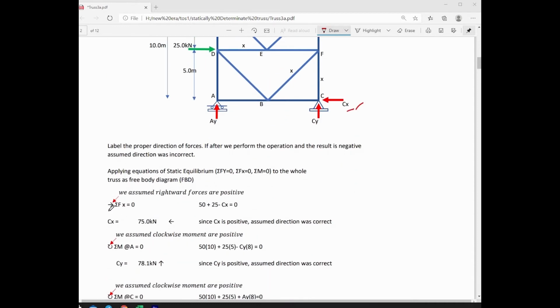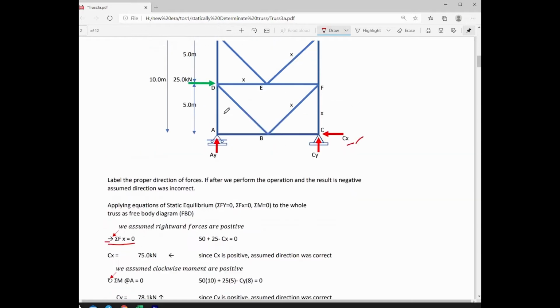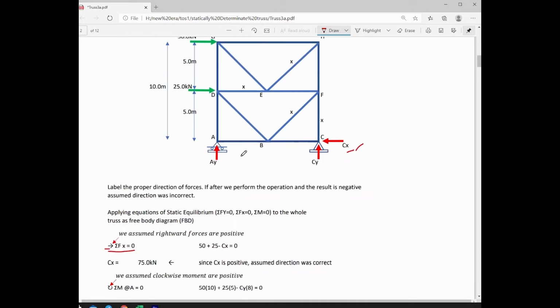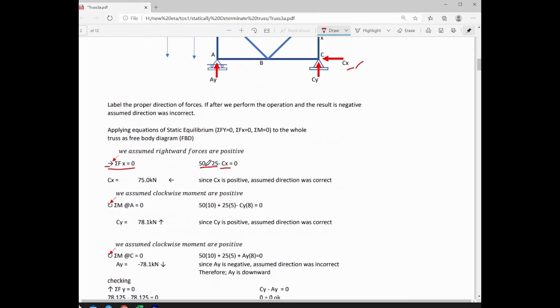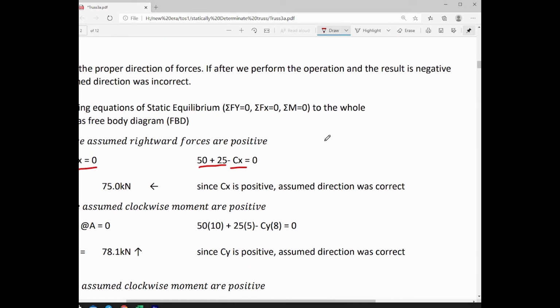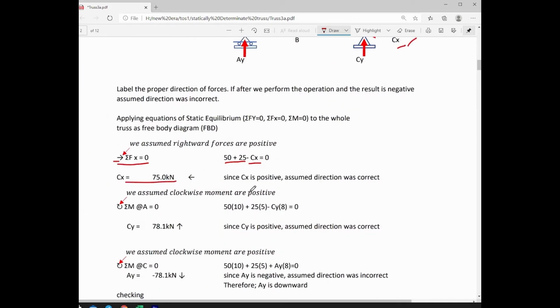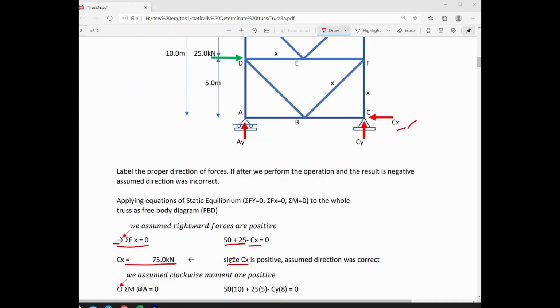We will now apply summation of forces along X equal to 0, rightward forces positive. Since 25 and 50 kN are rightward forces and Cx is leftward, we have positive 50 and 25, and Cx is negative in the equation. So from this equation, we can solve for the value of Cx, that is equal to 75 kN. Since 75 came out to be positive, our assumption that Cx is acting to the left was correct.